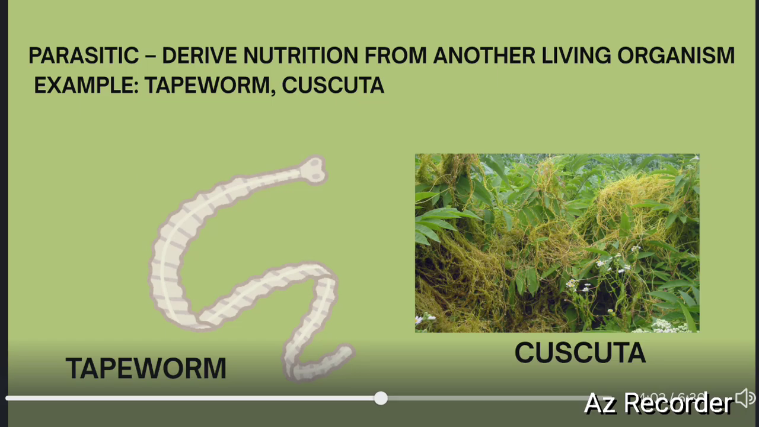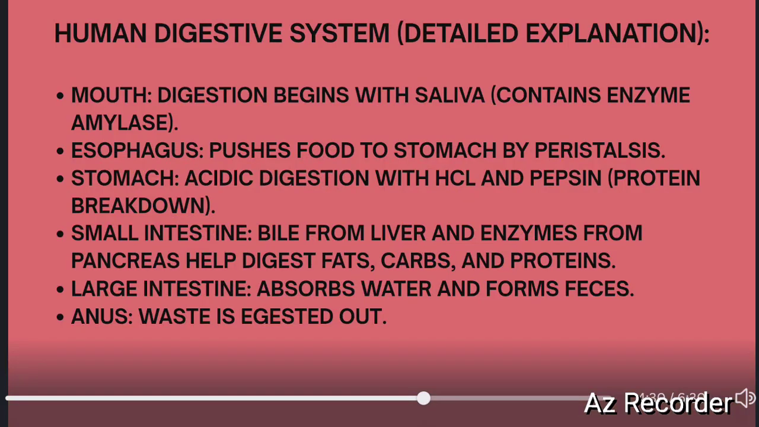Okay, as you can see in the picture, the tapeworm and the cuscuta. Tapeworm is mainly found in humans, right? In the picture, cuscuta, you can see it on the other plant. Okay, that yellow colored thing you are seeing is mainly grown on the other plant. That is the cuscuta. This is an example of the parasitic mode of nutrition, right? So it derives nutrition from another living organism.